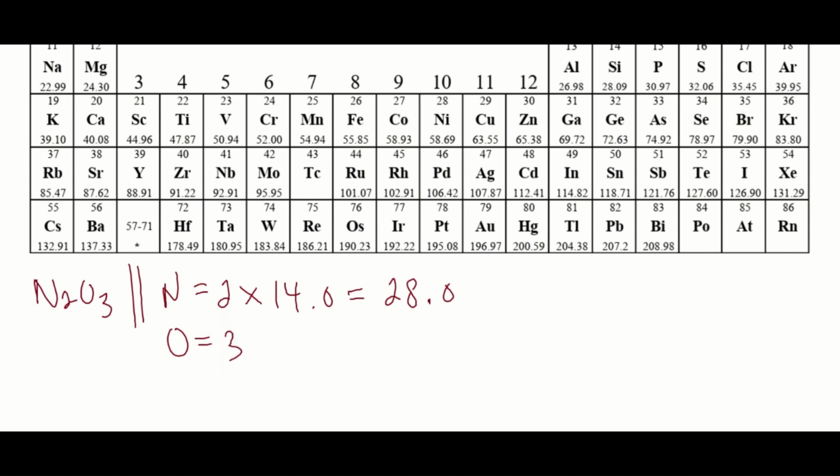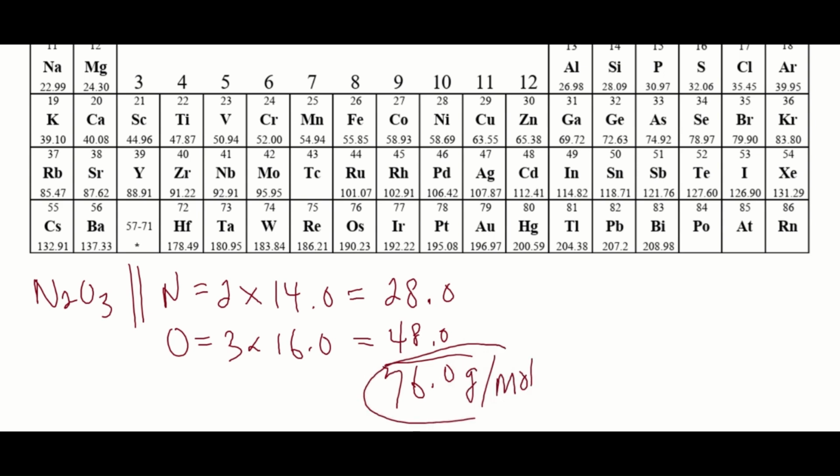And oxygen, there's 3 of them. 16.0 is oxygen's molar mass, and that's going to be 48. Let's add them up. And that's going to give us 76 grams per mole as the molar mass for dinitrogen trioxide.